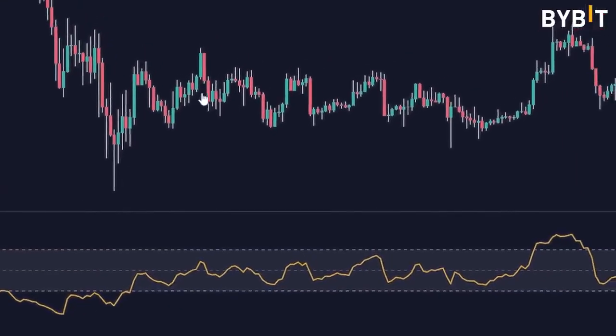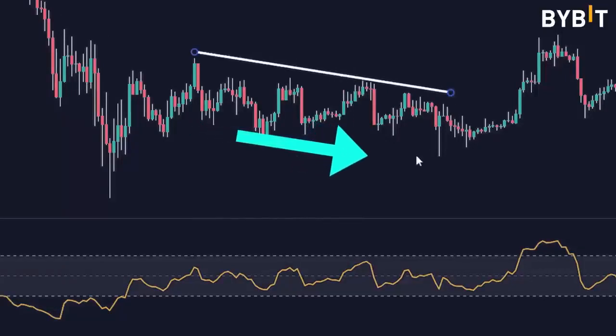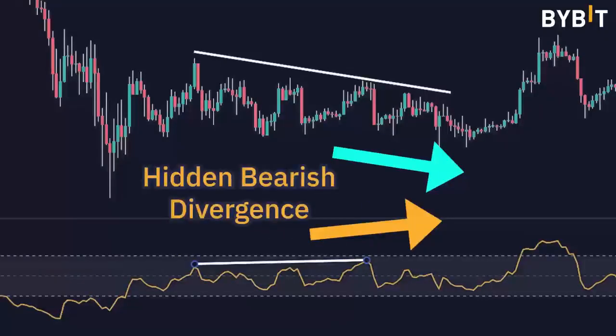Well, in essence, basically what was going on is price was consolidating sideways. And as price was consolidating sideways, notice how these high prices were getting lower and lower and lower. As those high prices were getting lower and lower, we started to see RSI generating some higher and higher values. So this is hidden bearish divergence, and this suggests that we may see another price move to the downside.